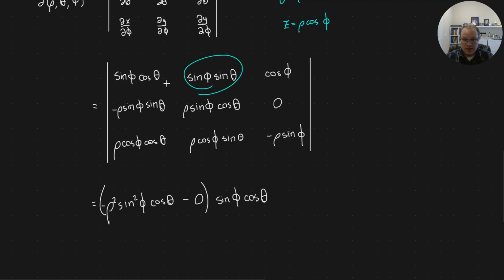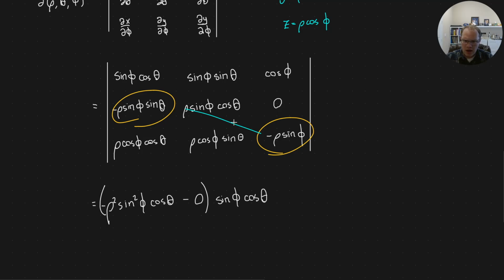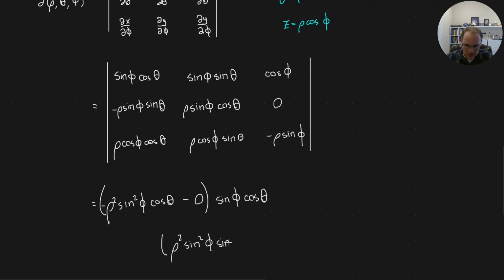Next component, this guy. Cancel out the row and column with it. Multiply those two, then subtract what I get when I multiply those two. So this times this, that's a positive rho squared sine squared phi sine theta, minus that, which is just 0, times this, because I'm expanding about that sine phi sine theta.